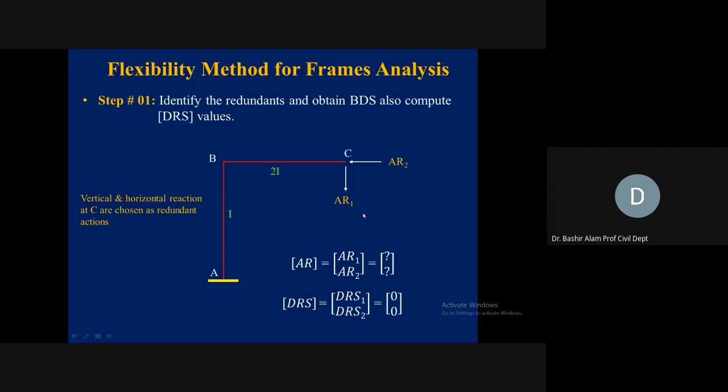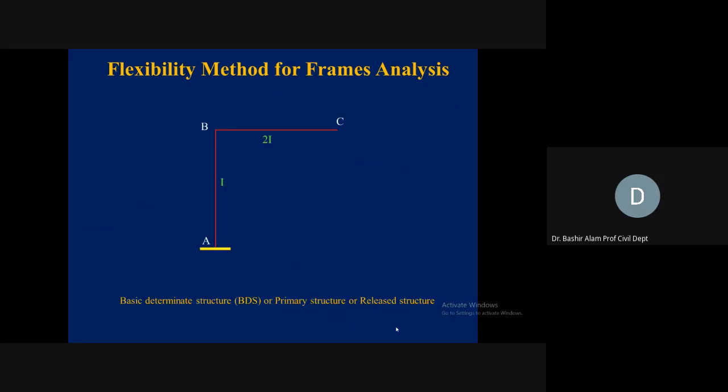Now AR1 and AR2 are our unknowns, and DRS1 and DRS2, as we don't have any pre-settlement corresponding to these redundant actions, we declare them equal to 0 and 0. Now this is our basic determinate structure, which is also known as the primary structure or released structure.